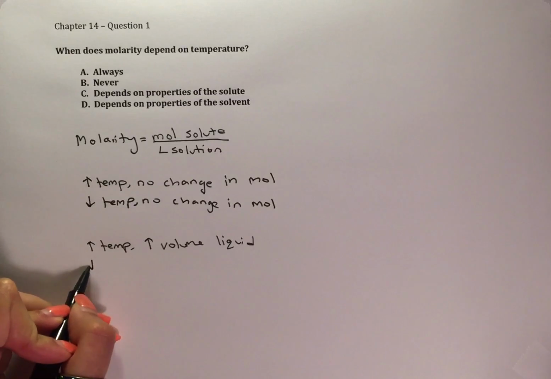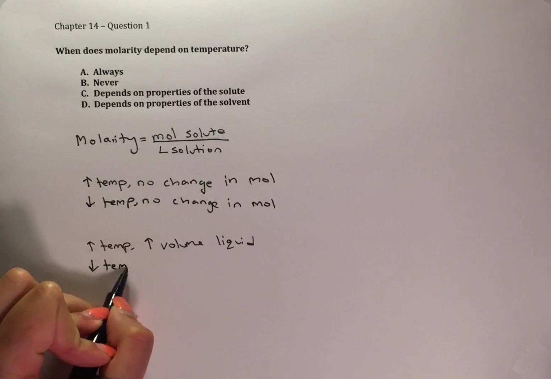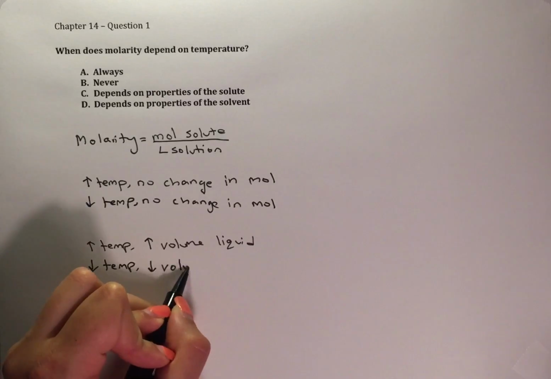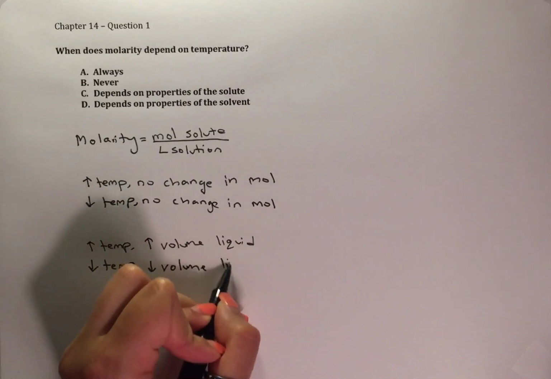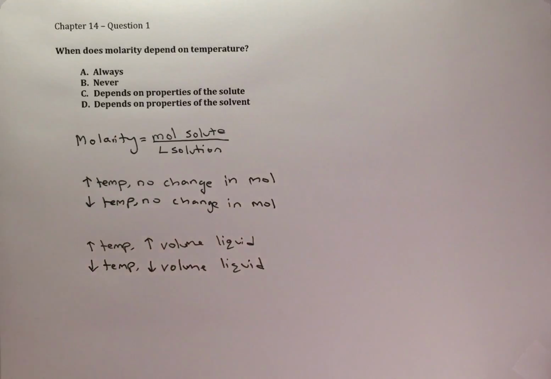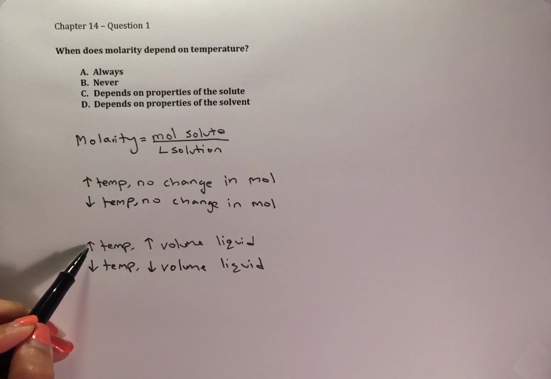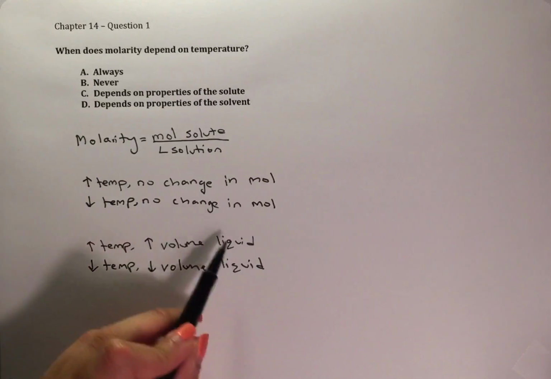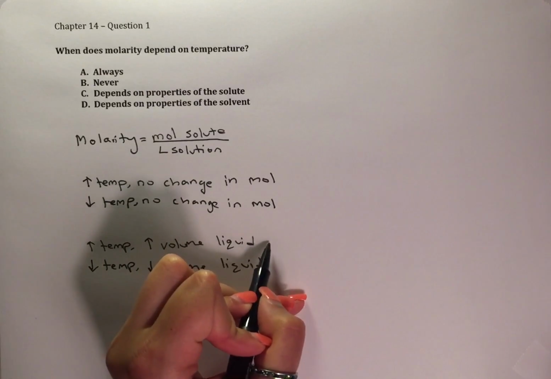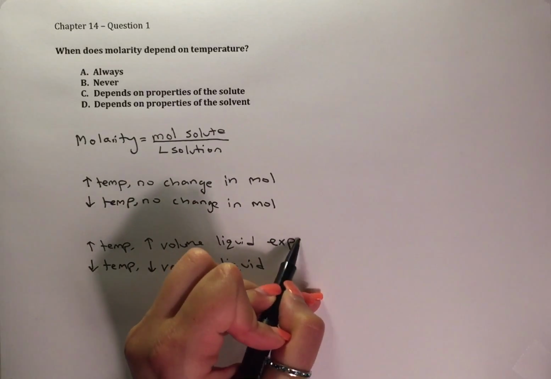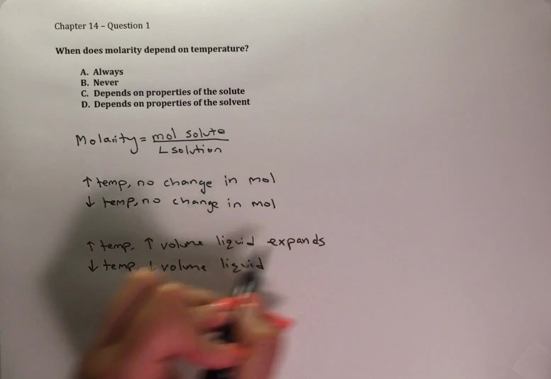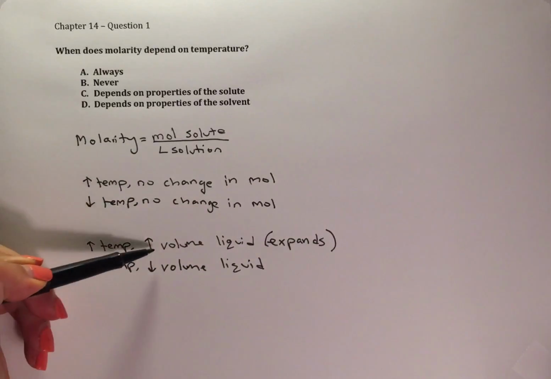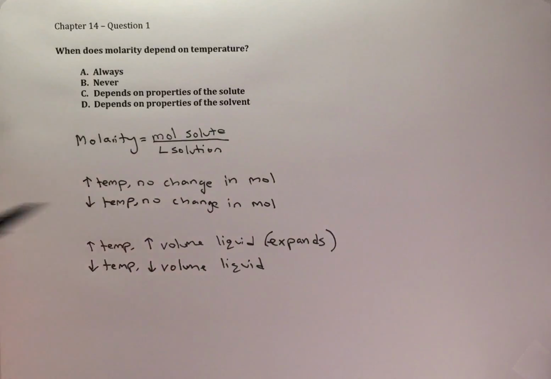Now, if we have a decrease in temperature, we have a decrease in the volume of a liquid. So essentially what that means is if there's an increase in temperature, the volume of the liquid rises, in other words, it expands. And if you have this expansion, per unit volume, you're going to have less moles.